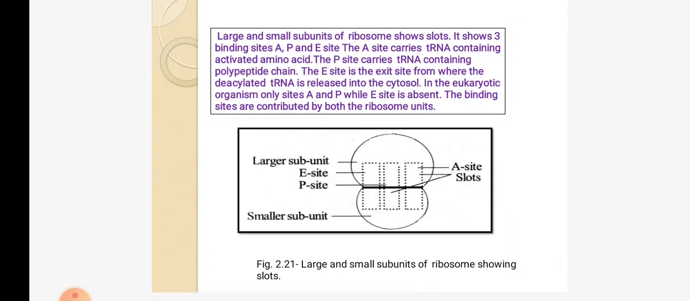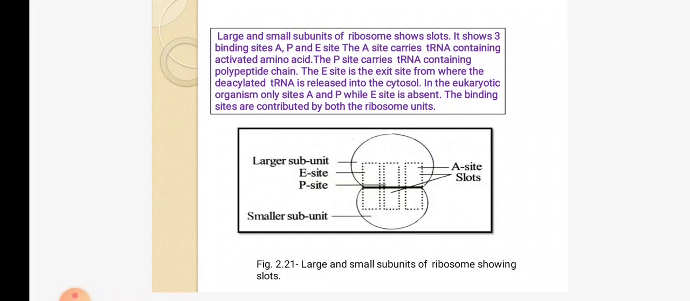This slide shows large and small subunits of the ribosome showing slots. It shows 3 binding sites, A, P and E site. The A site carries tRNA containing an activated amino acid. The P site carries tRNA containing the polypeptide chain. And the E site is the exit site from where the deacylated tRNA is released into the cytosol.